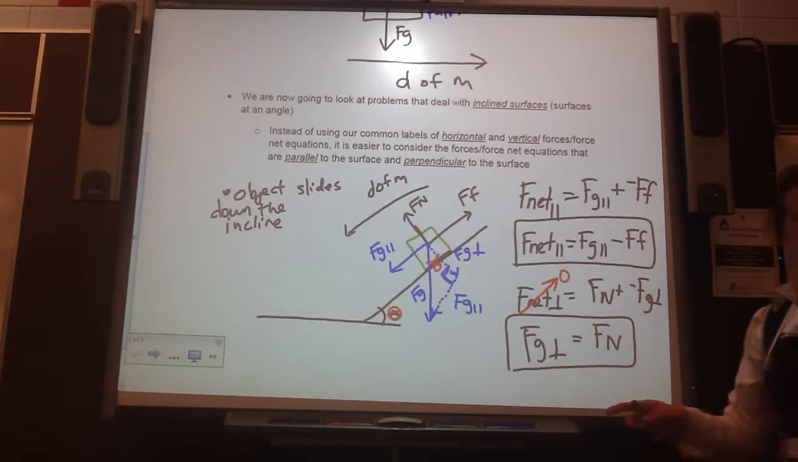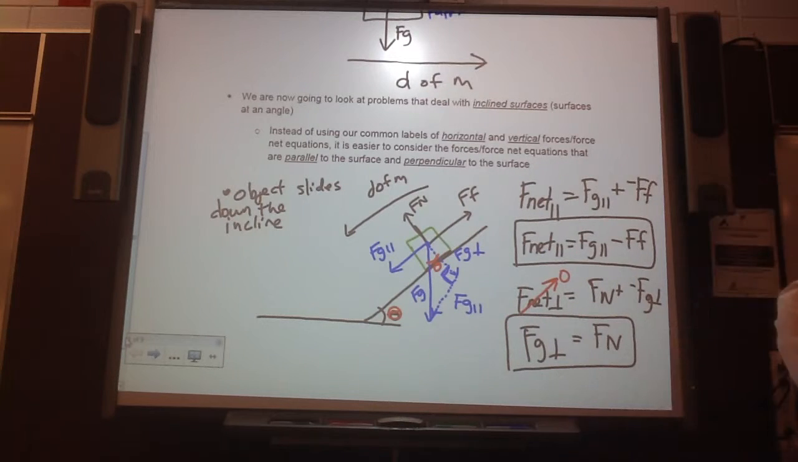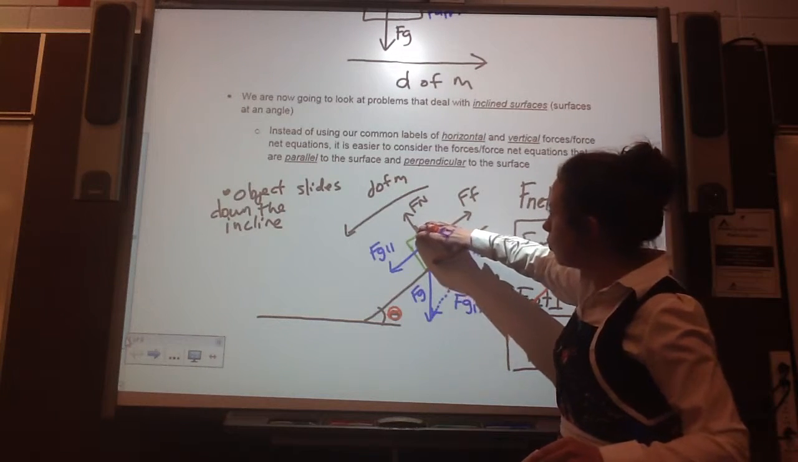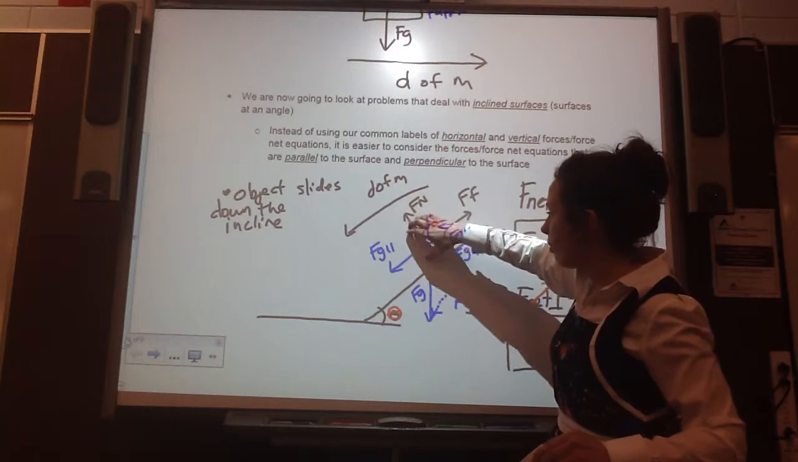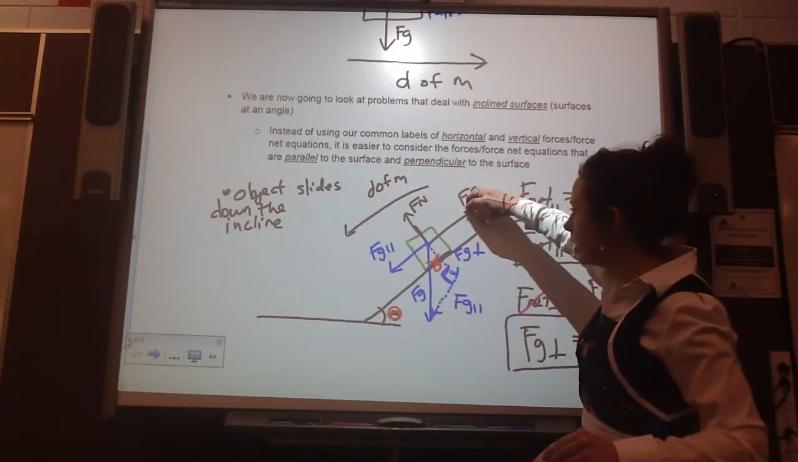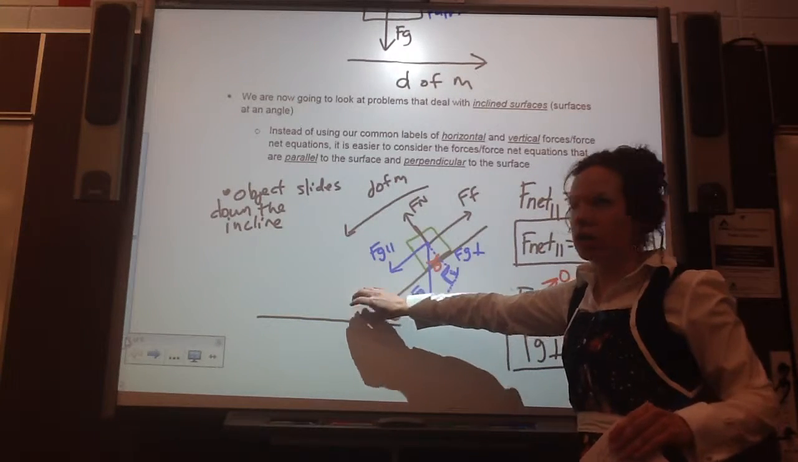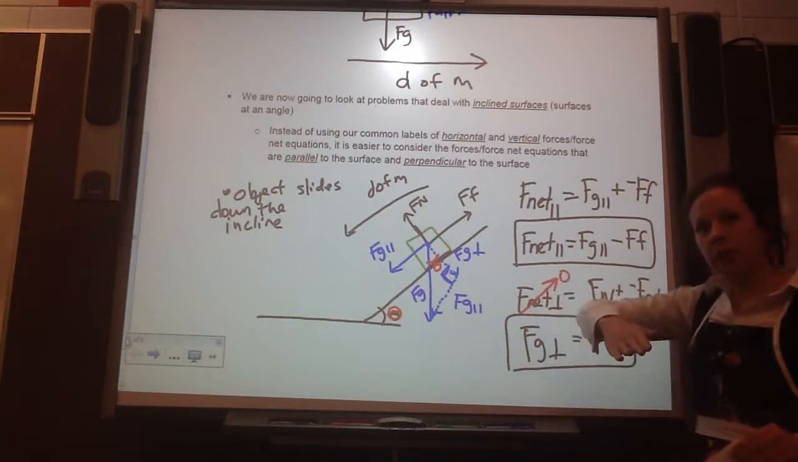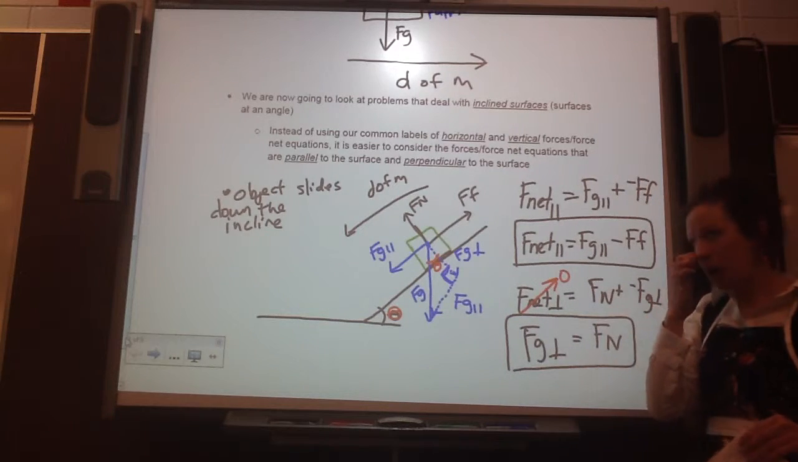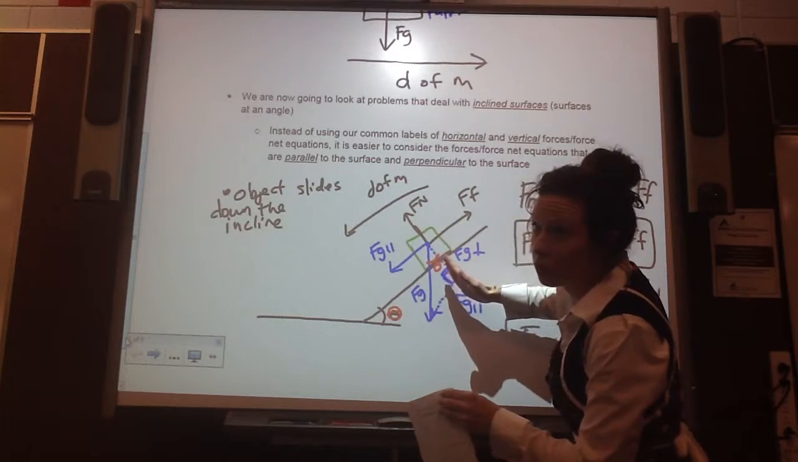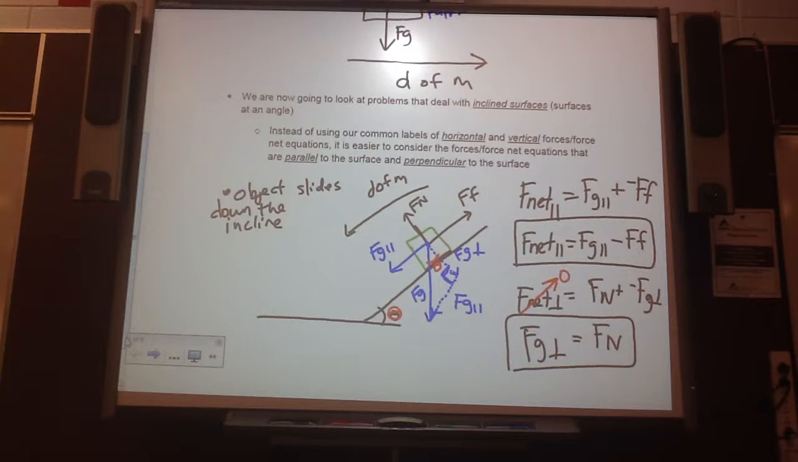Are we good with this one? Any questions? So why is F-net 0 here? Because this object is not actually moving up into the air or falling down this way. It's only moving in this kind of horizontal direction. So F-net perpendicular means up or down. Yeah. Because we turn our head sideways and we say this is the horizontal and this is the vertical. Okay. So that was part 1.